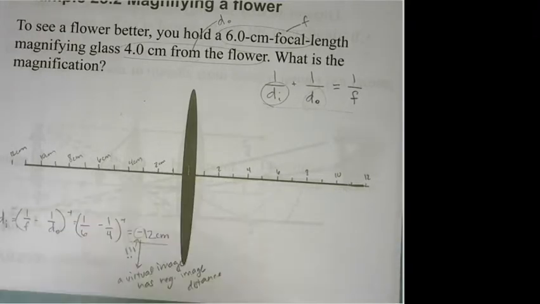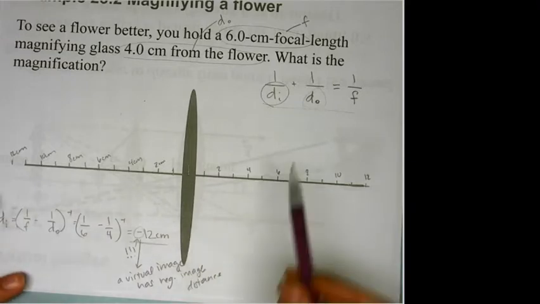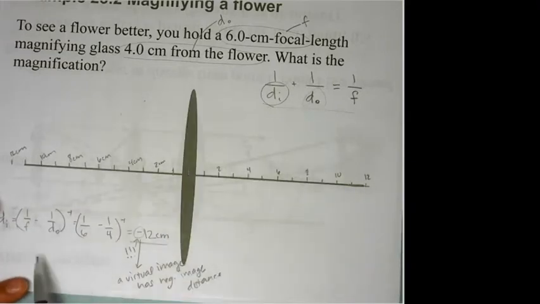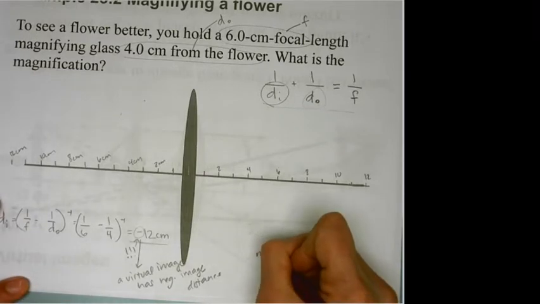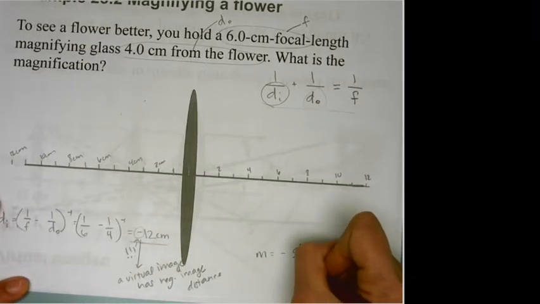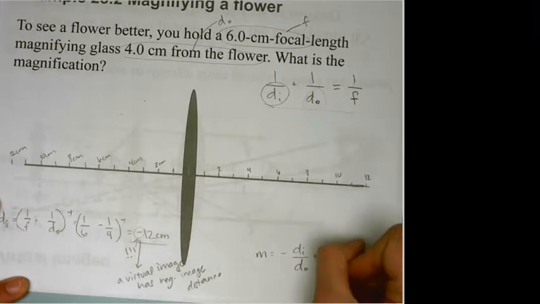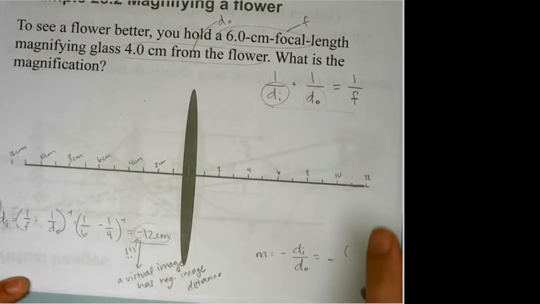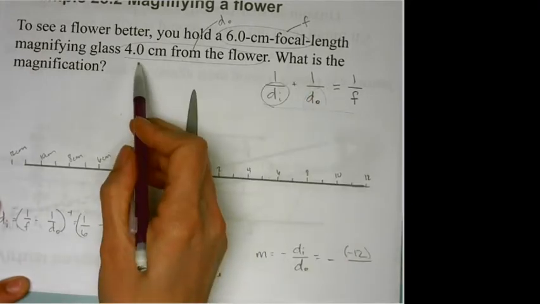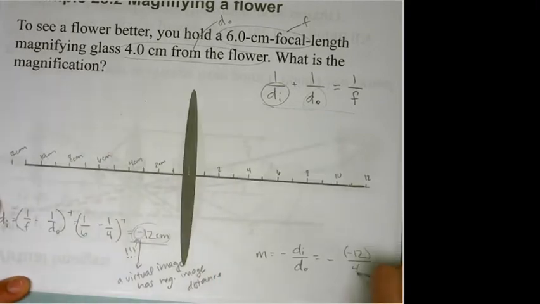Okay, so let's draw everything, and I guess we can figure out the magnification. So let's do the magnification. The magnification formula is negative DI over DO. And that will be negative. My image distance is negative 12, and my object distance is 4. So the two negatives cancel, and I will get 3. Okay, so my image is going to be 3 times bigger than my object.